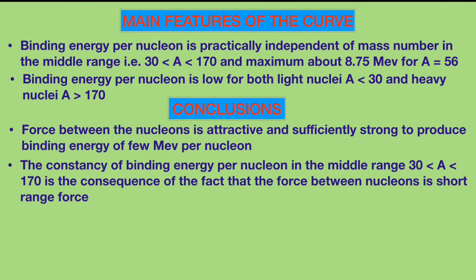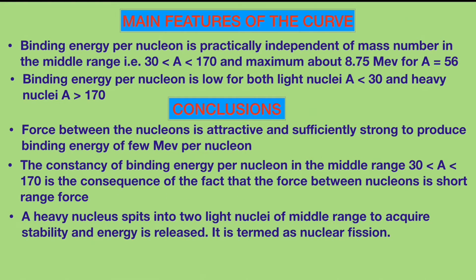The second conclusion is that the constancy of binding energy per nucleon in the middle region, that is A greater than 30 and less than 170, is a consequence of the fact that the force between nucleons is a short range force. It means if the distances are less than a certain distance, the force is weak, and if distances are more than a certain value, then again the force is weak. We draw this conclusion from the middle region.